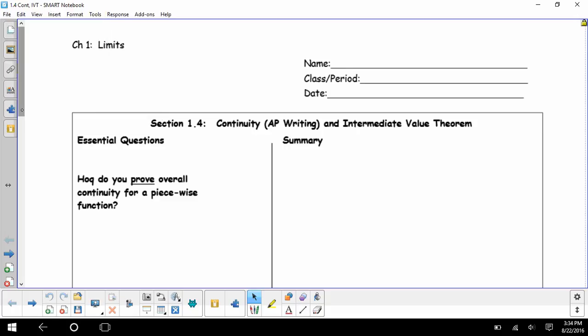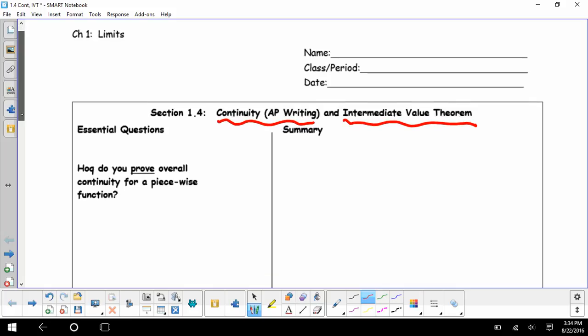Okay, so this will be for section 1.4, and we're going to revisit continuity today, talking about writing that is good enough for AP, and then learn one of our theorems that's really important for the year, the intermediate value theorem, and that also involves AP writing. So on the free response part of the AP test, they're just picky about how you write things. We have to learn how to do that.